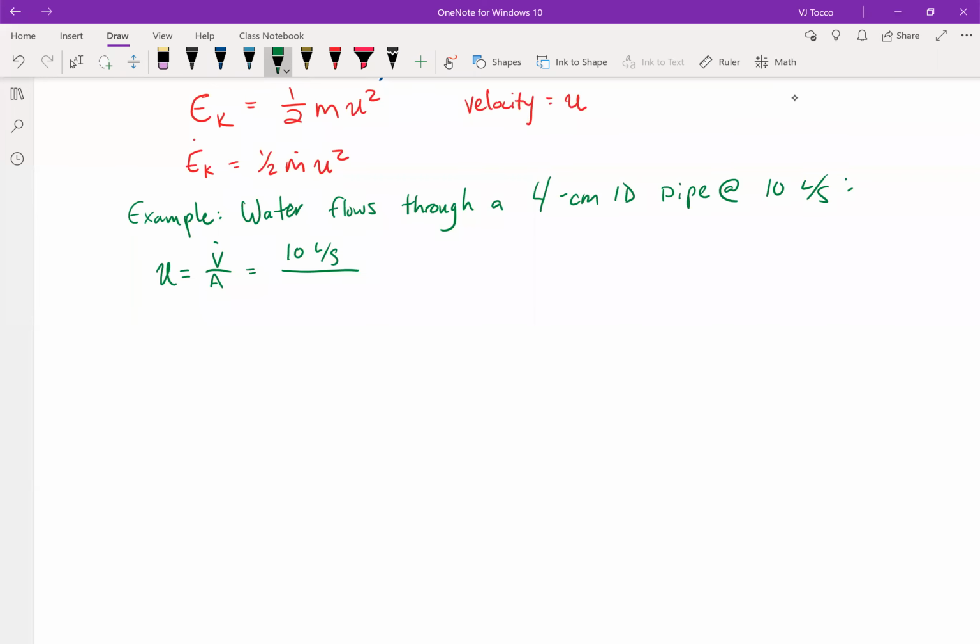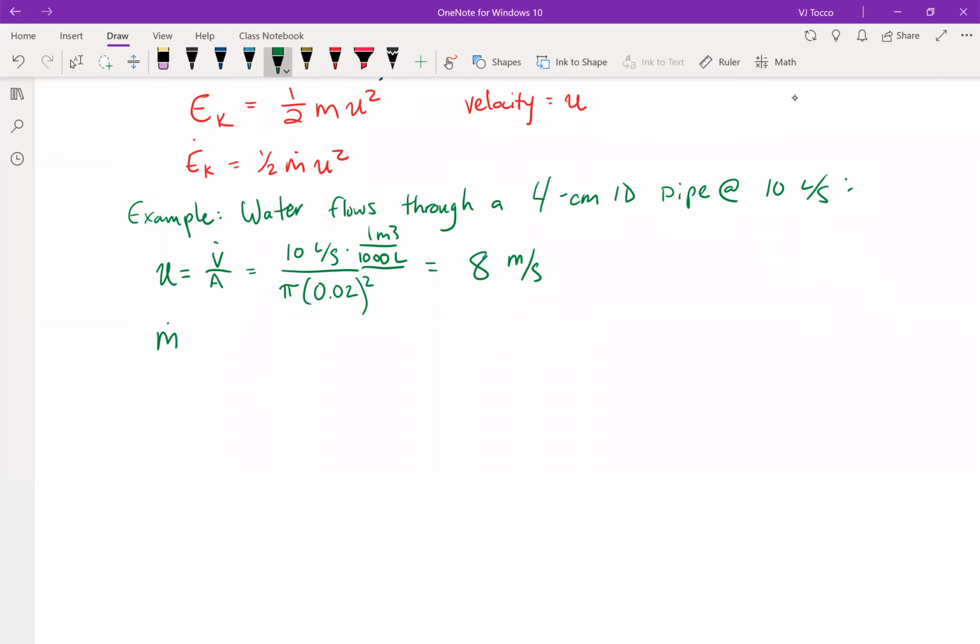So the formula for area of a circle is pi times r squared, and I'm going to convert to meters. So 4 centimeters is 0.04 meters actually, and half of that would be the radius. So 0.02 meters squared. I'm going to convert liters to meters cubed. So there are 1,000 liters per 1 meter cubed. And this is going to give me 8 meters per second, roughly.